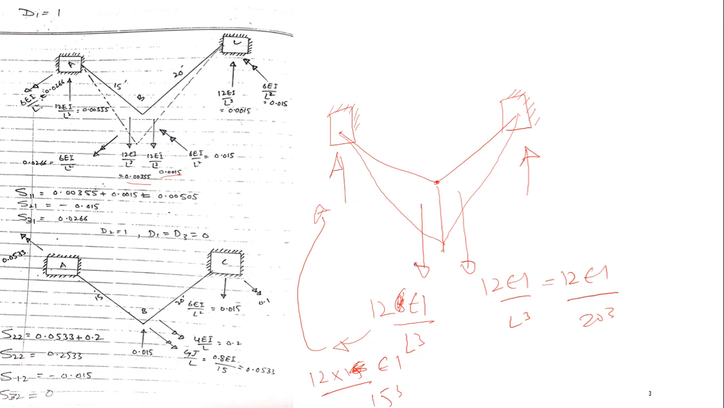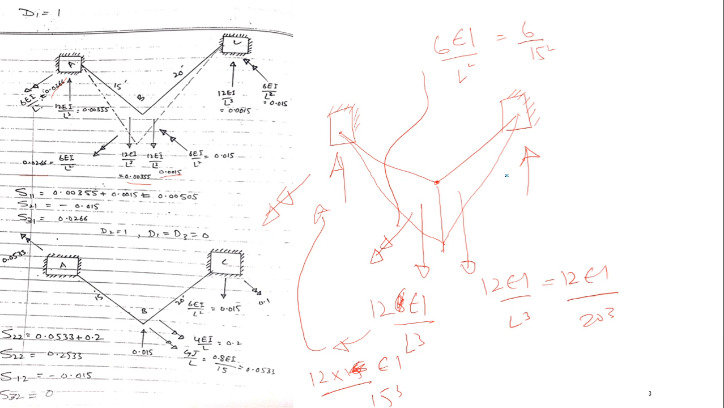Now, as it is forming a clockwise moment here, I have to apply a resistive moment like this. The magnitude of this moment would be equal to 6 EI by L square, 6 divided by 15 square. So 6 by 15 square is 0.0266. Now see the other span.